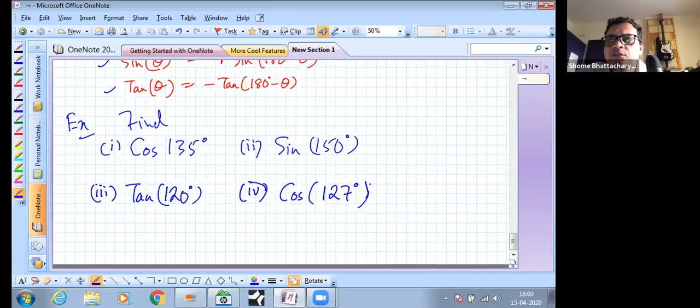Correct. And you can just use the value. For example, cos 45 is 1 by root 2. So from that you get... Okay, so it's nothing but substitution. All you have to do here is substitution. So I will just quickly take you through the final answers, all of you.